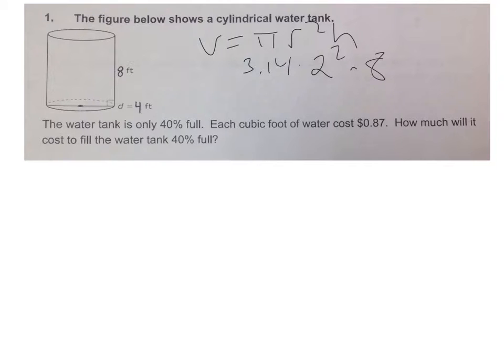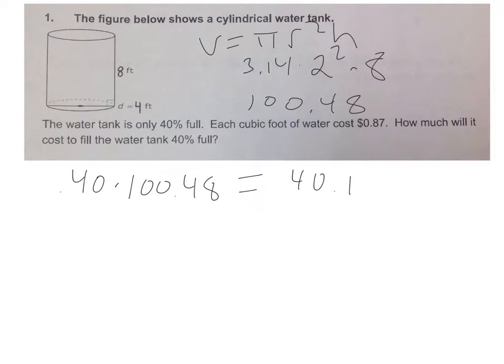When you do that, you end up getting 100.48. But you only want 40% of that, so you do times 0.40, and you end up getting 40.192. Now here's the thing. This is how many cubic feet of water you need to fill it 40% full.